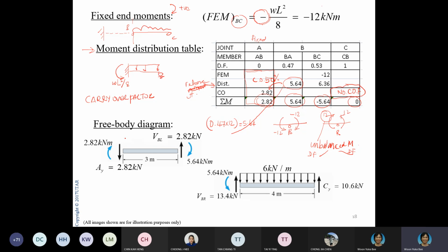Which you can transfer now, because you need to establish your end shears. Okay? You need to establish this, this, this and this so that you can draw your diagrams out.